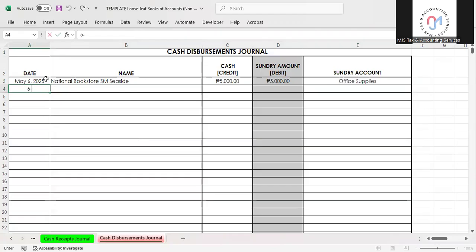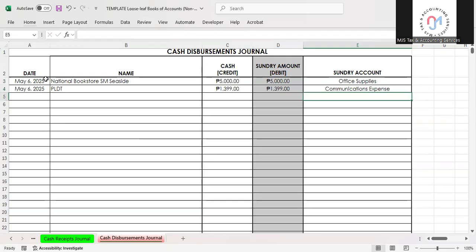And then, for example, we also paid PLDT for our monthly internet and telephone subscription. Let's say 1399. Depending on your chart of accounts or the usual account titles that you have used prior to using the loose leaf books of accounts, some would say telephone and internet, but some are also using the communications expense.